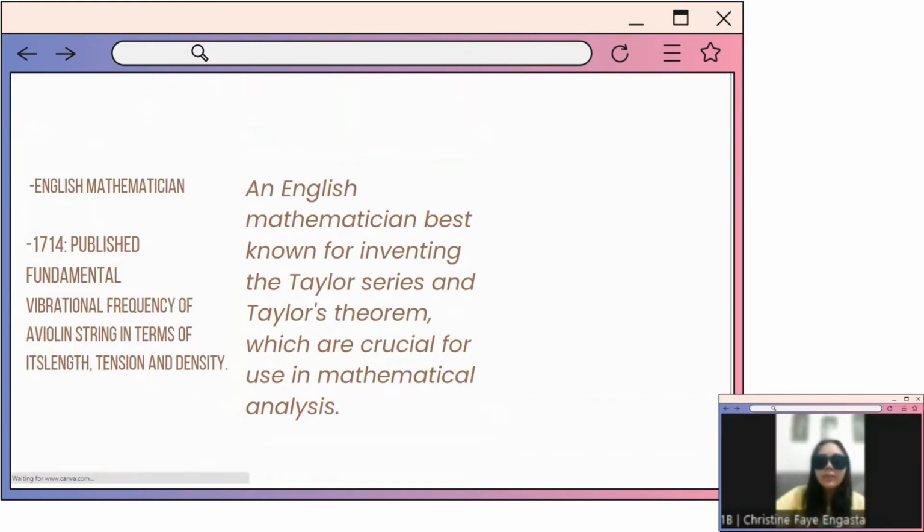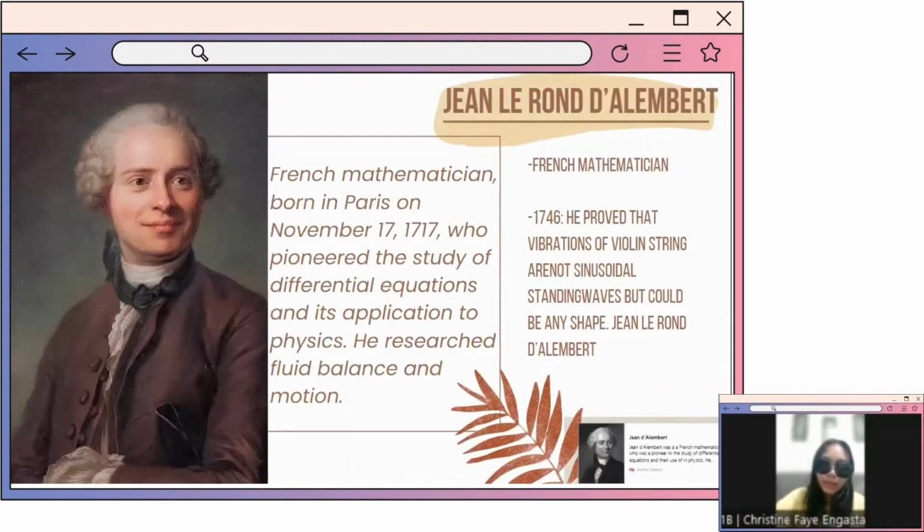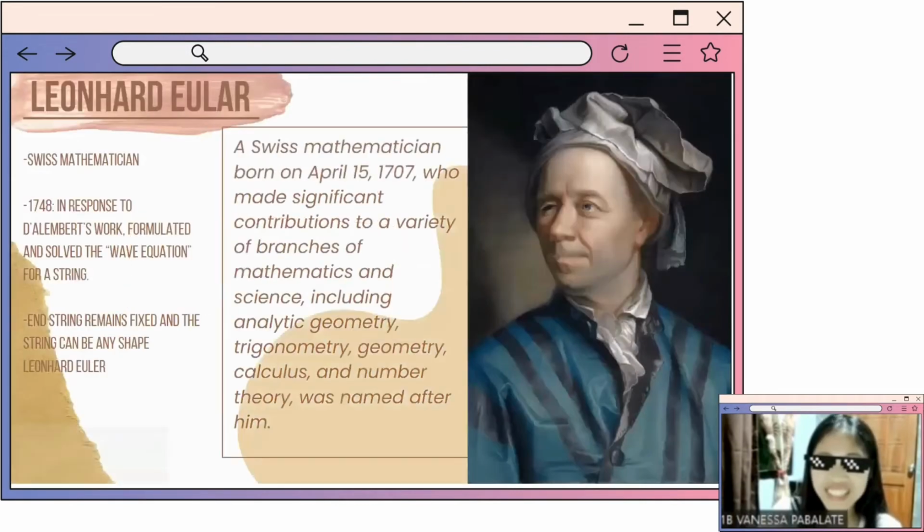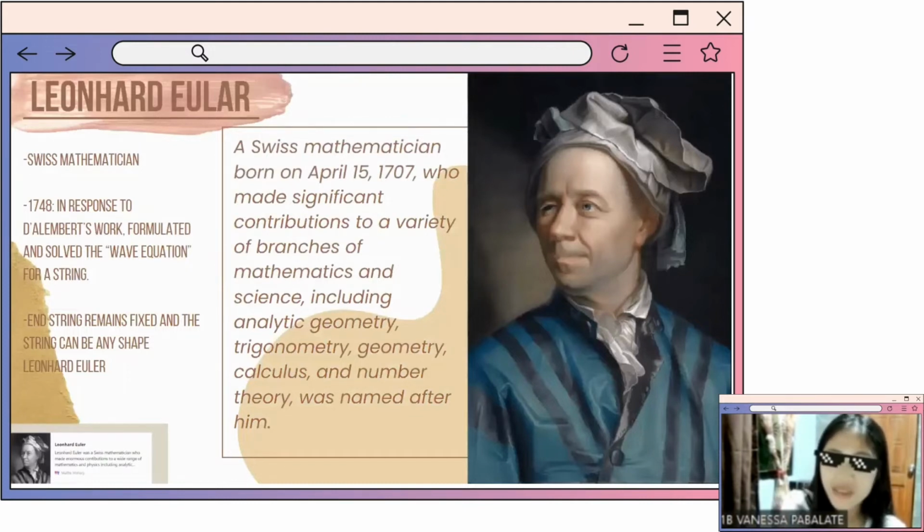Jean le Rond d'Alembert was the one who showed that many vibrations of violin strings are not sinusoidal standing waves. He also validated that the instantaneous shape of the wave can be anything you like. Leonhard Euler worked out the wave equation for a string. Not only did he formulate it, he also solved it. So the wave equation is the differential equation that governs the rate of change of the string.